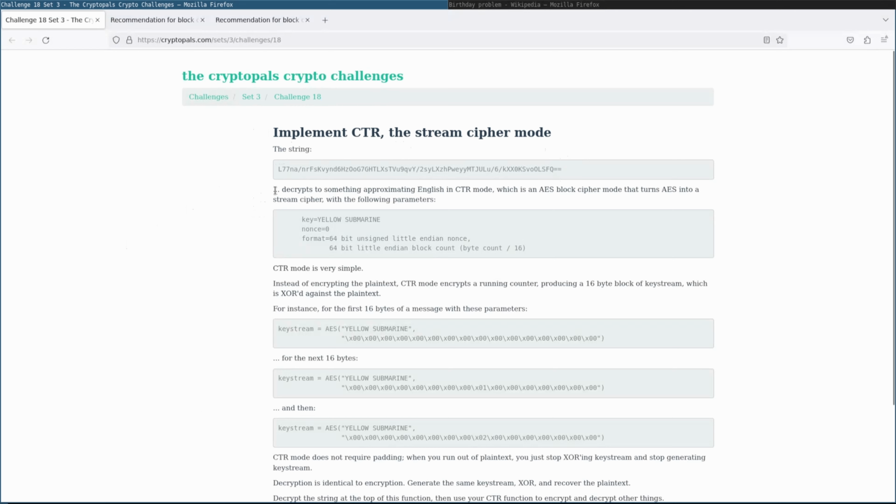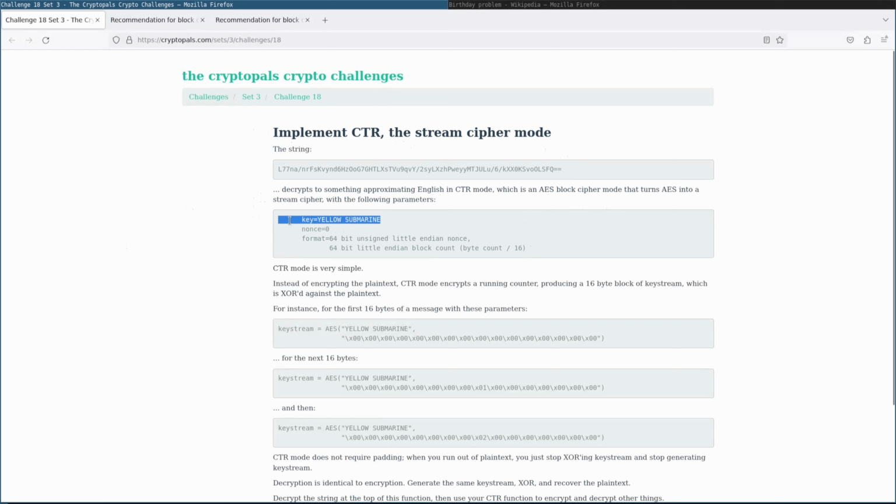This string decrypts to something approximating English in counter mode, which is an AES block cipher mode. It works with other block ciphers just as well, but AES is the most common one in practice. Although actually, one interesting thing to talk about is that there has been some interest, especially in recent years, in standardizing different block ciphers than AES that differ in that they have a larger block size. And the motivation for that we can see when we turn our eyes down here to the format in this set of parameters. Let's go through them one by one and we'll end on the format.